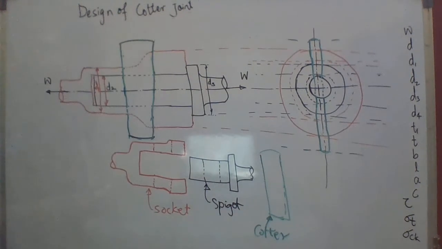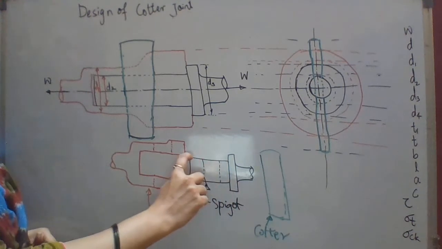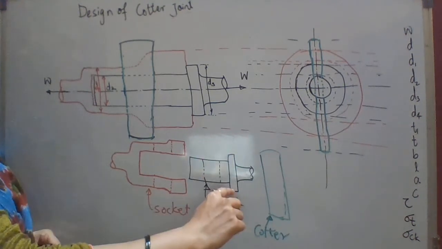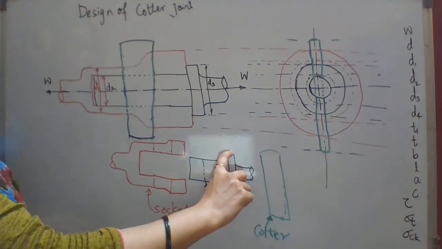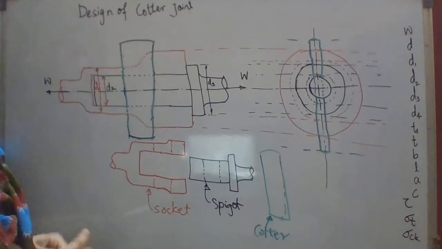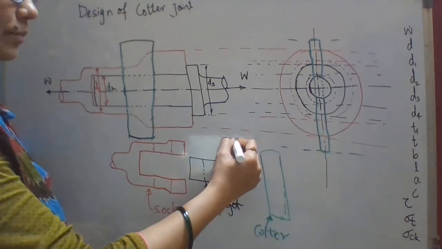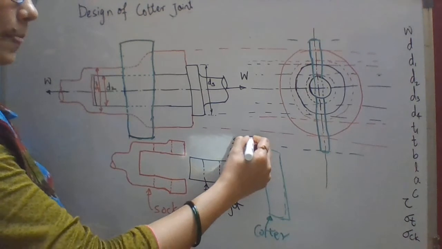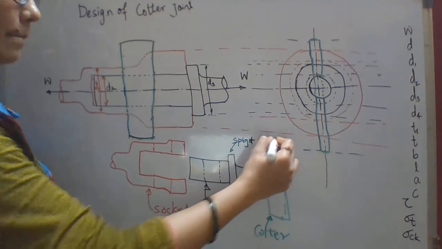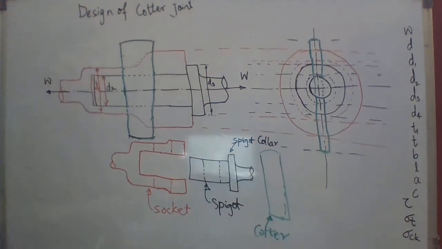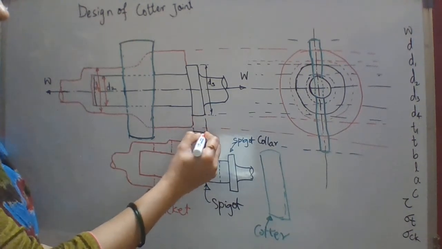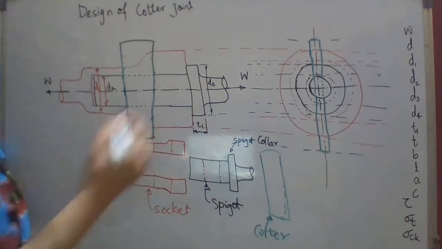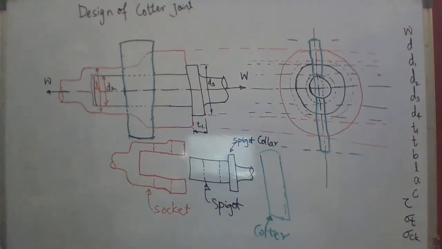Now you can see the shape of the spigot. It is cylindrical and then there is the collar and then the end of the shaft. This is the spigot collar. The diameter of the spigot collar is D3. Now the thickness of the spigot collar is T1. You can see the alphabet T1.